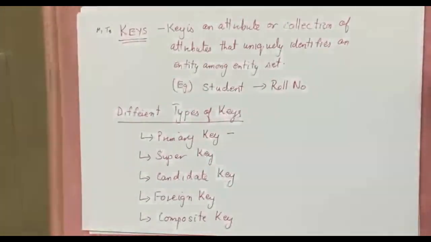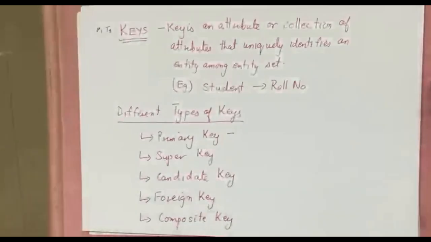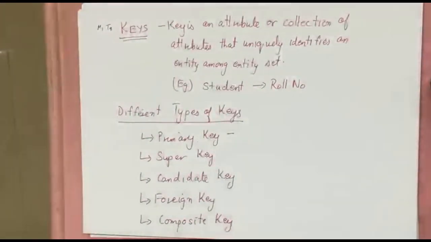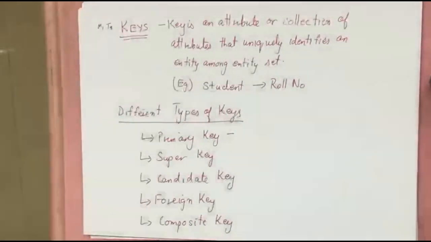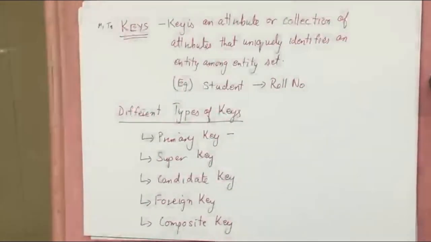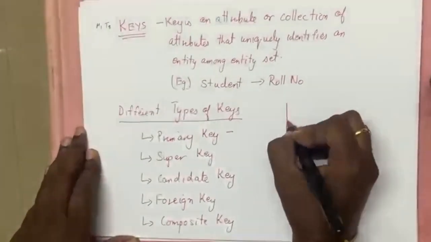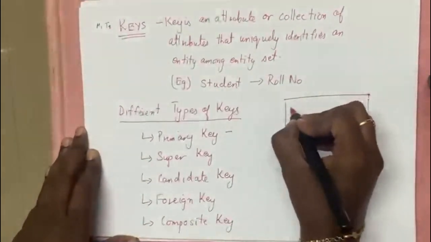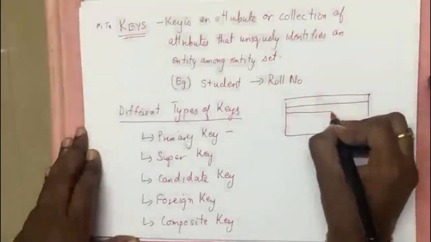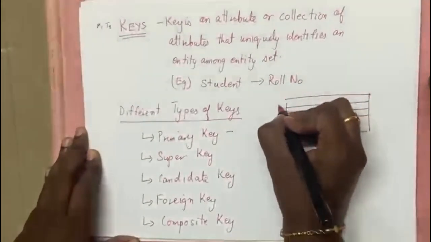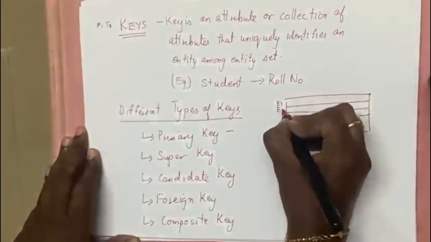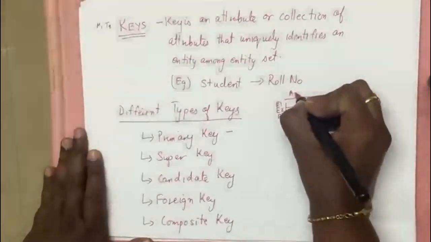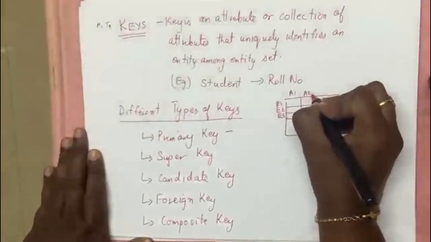The topic we are going to start is keys. Keys are an attribute or a collection of attributes that uniquely identifies an entity among an entity set. Example, when you have records in your database, you will have your entities in your rows and your attributes in your column.